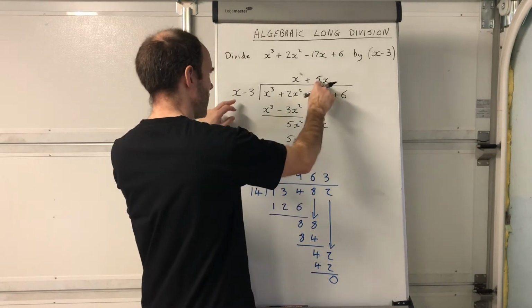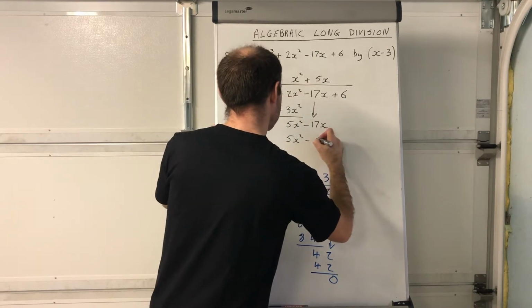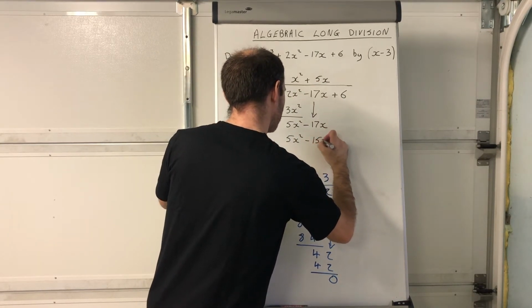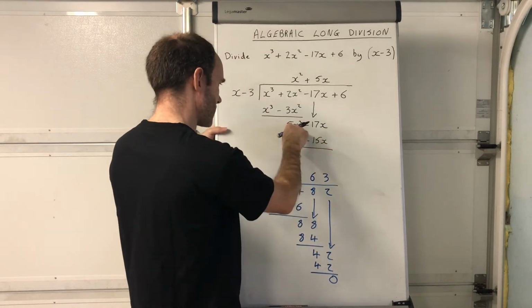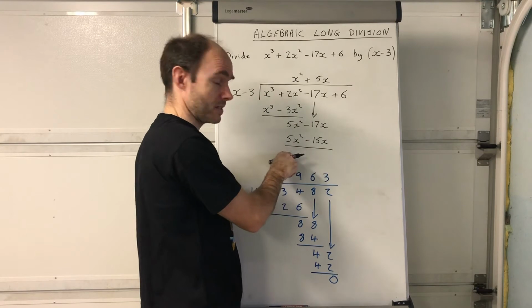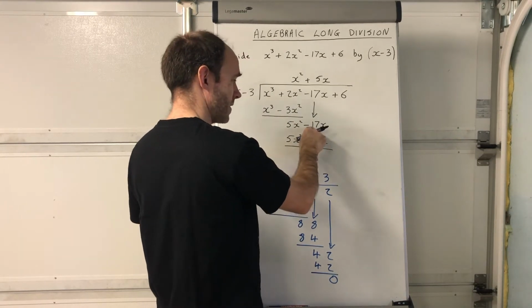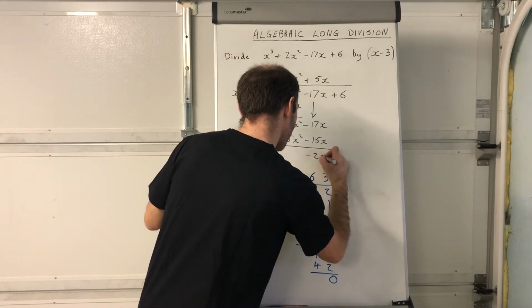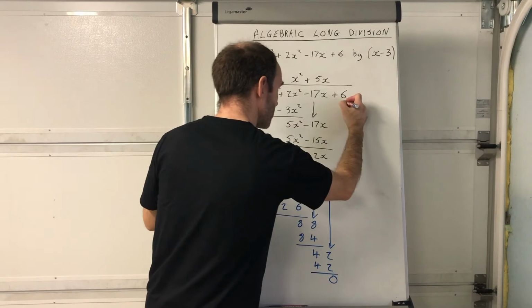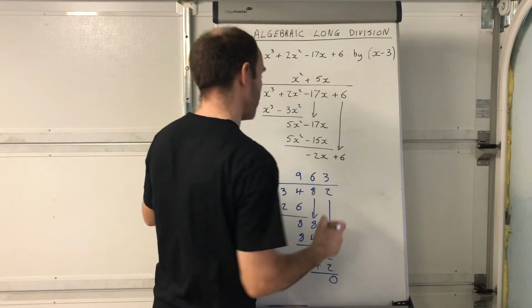Okay, so 5x times x is 5x squared, 5x times negative 3 is negative 15x. And then we find the difference again, and 5x squared subtract 5x squared, you see, is 0. Negative 17x subtract negative 15x, so negative 17 plus 15 is negative 2x. Okay, and then we bring the last term down, plus 6, and then we start again.